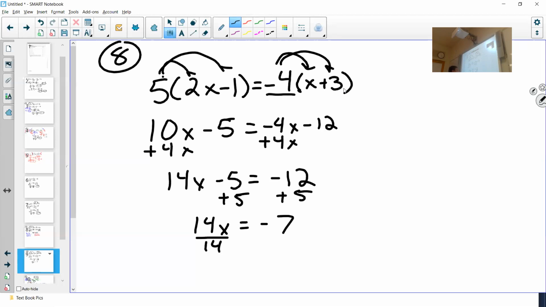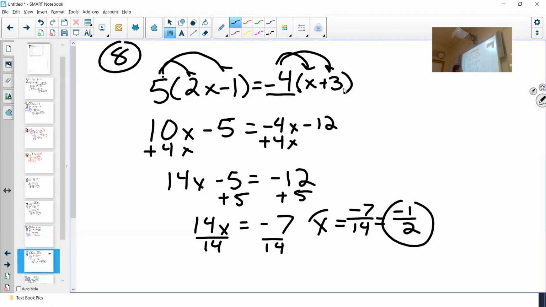Then we divide 14 on both sides. X should equal negative 7 over 14. But wait a second, I can reduce that fraction to negative 1 over 2. If you don't know how to reduce the fraction, you could always use a calculator also. You should get negative 0.5. So if you haven't sent me the answer yet, you should get negative 0.5. Please send it to me before you go, okay? So I can just mark you off as attendance.